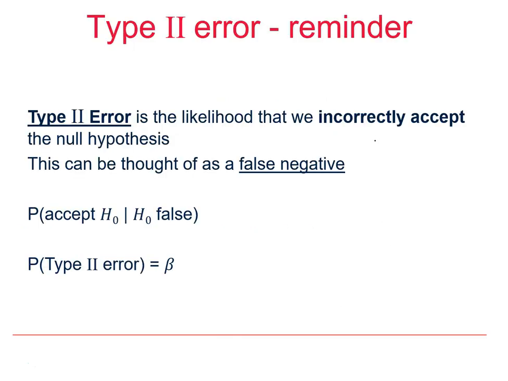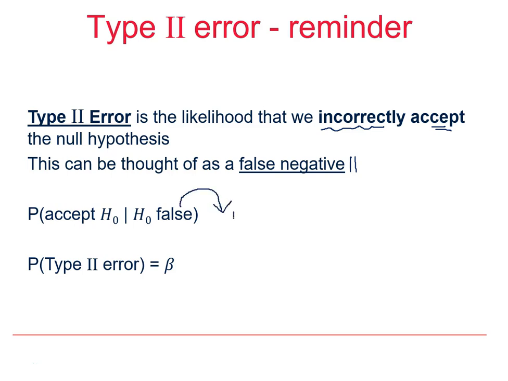So just a quick reminder again that a type 2 error involves incorrectly accepting H0. So we're interested in what happens to accept a null hypothesis, and it can be thought of as a false negative, because although in fact there has been a change and H0 is incorrect, we haven't detected that, so we've simply concluded accept H0. So it's the probability of accepting H0 when H0 is false.